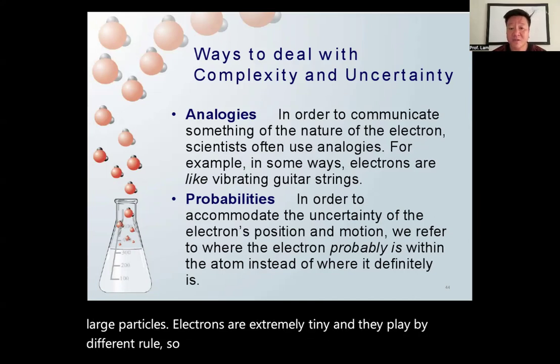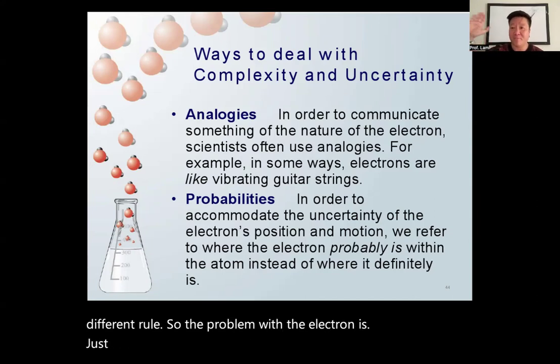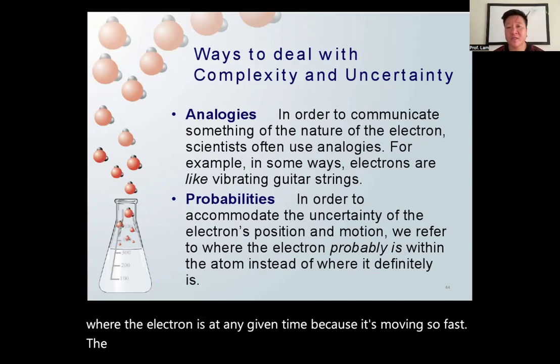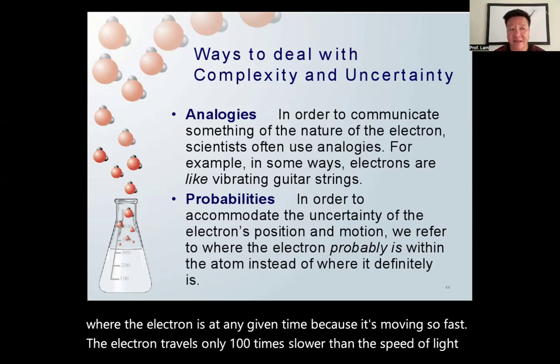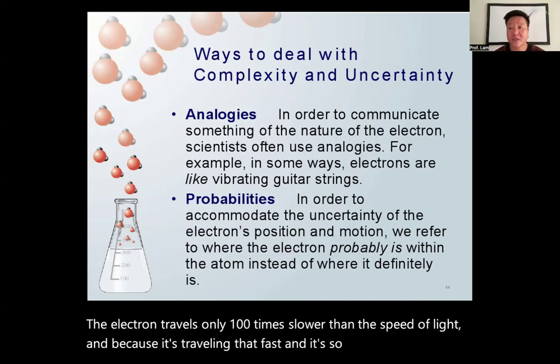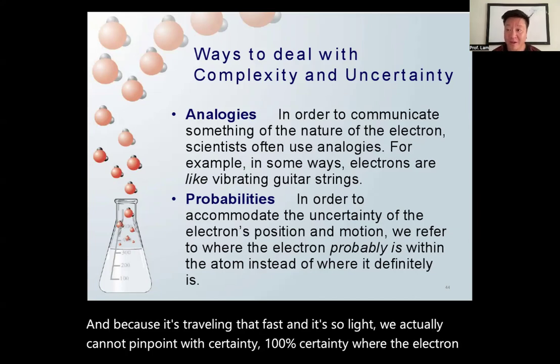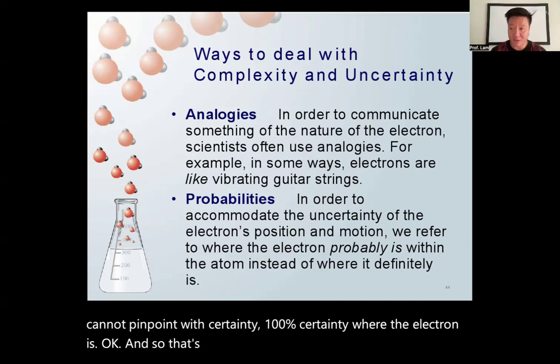So the problem with the electron, at the basis of the problem, is that we cannot know where the electron is at any given time because it's moving so fast. The electron travels only 100 times slower than the speed of light. And because it's traveling that fast and it's so light, we actually cannot pinpoint with 100% certainty where the electron is. Okay. And so that's where probabilities come in, right?